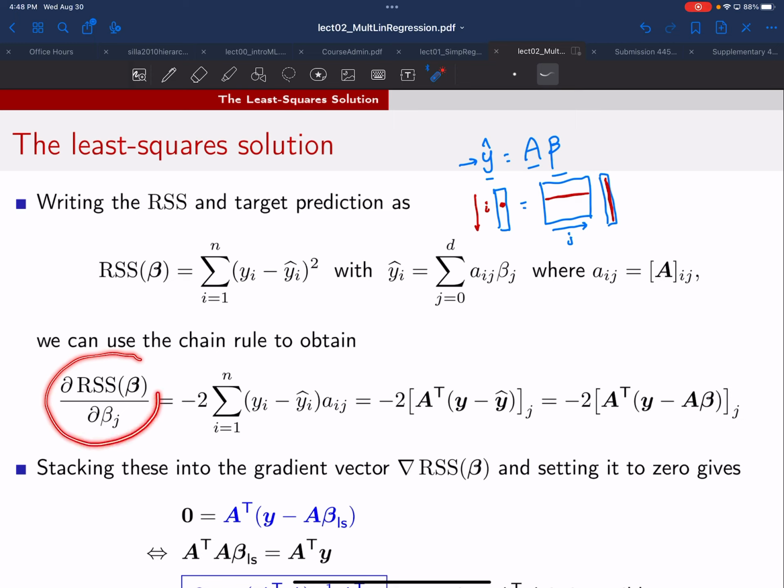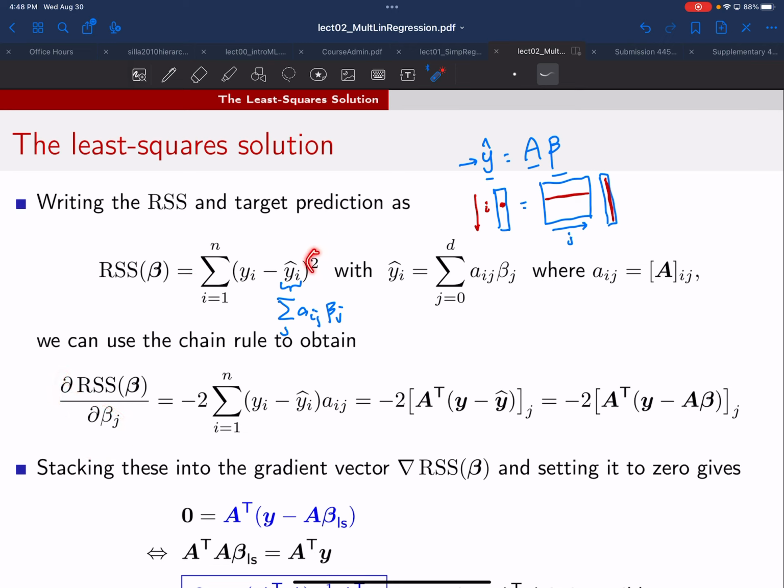We're going to take the gradient with respect to beta j, and we're going to use the chain rule. So I want to take the gradient of this with respect to beta j. Let's write this as a sum over j of a i j beta j. When we do the chain rule, we can move this gradient through the sum and focus on this term.